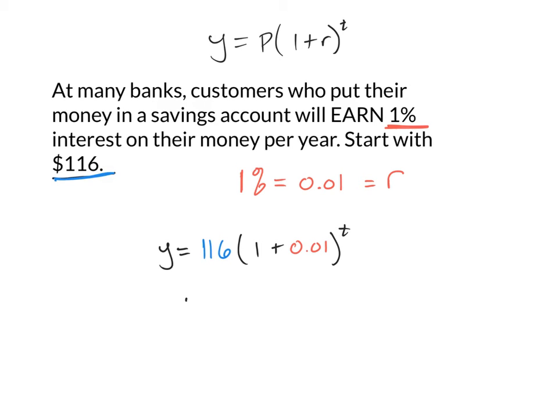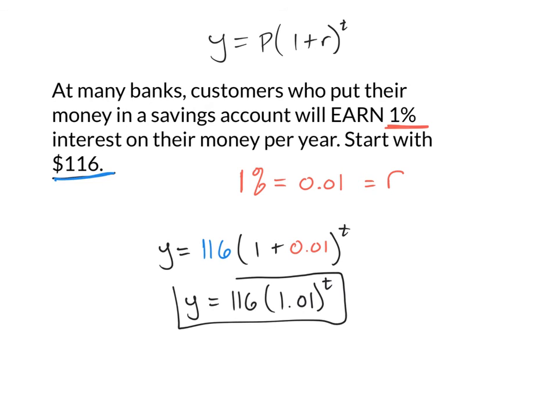Simplify that. y equals 116 times 1.01 to the power of t. I've essentially looked for my rate, my starting point, and plugged those values in. We always convert our percentage into just a number. No percentages in here.